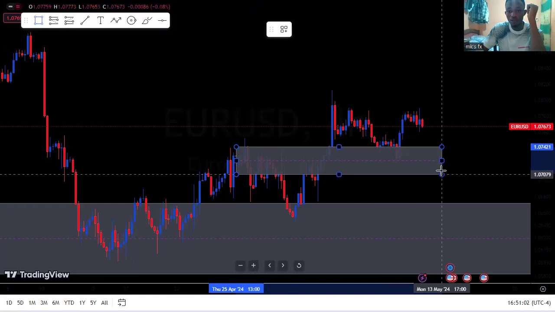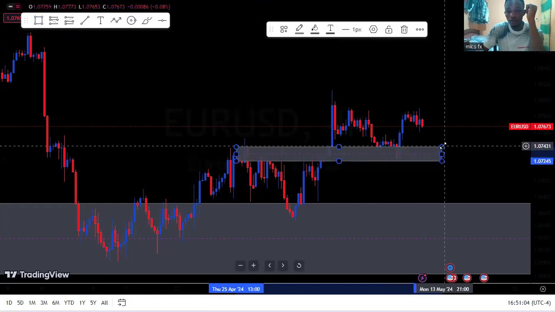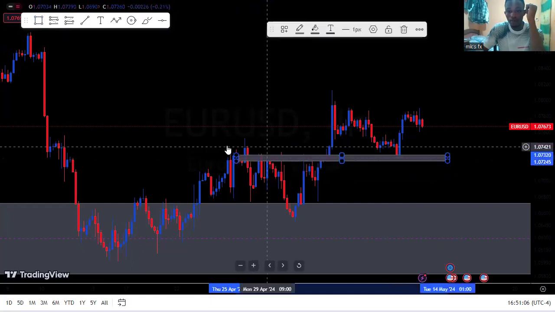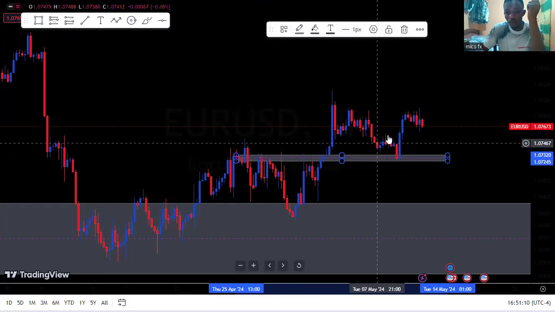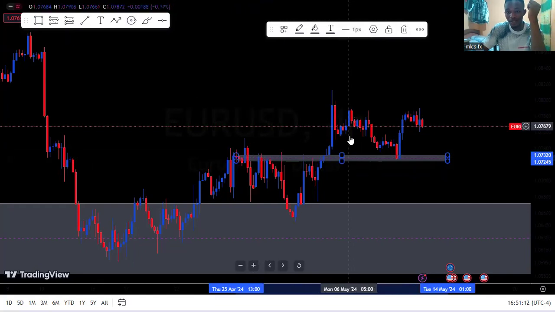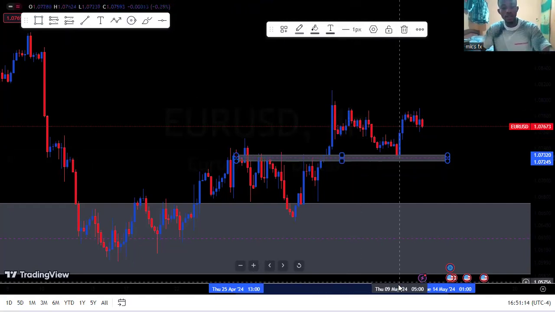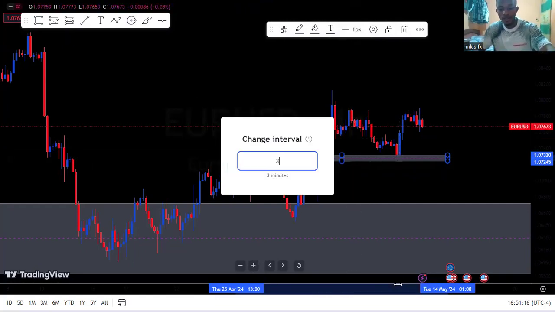And then it got broken. You see, guys, it got broken here. It bought up, came back down. If you go to a lower time frame, you're going to see this little place as a downtrend. Let me just go to the 30 minutes time frame for you to see that.